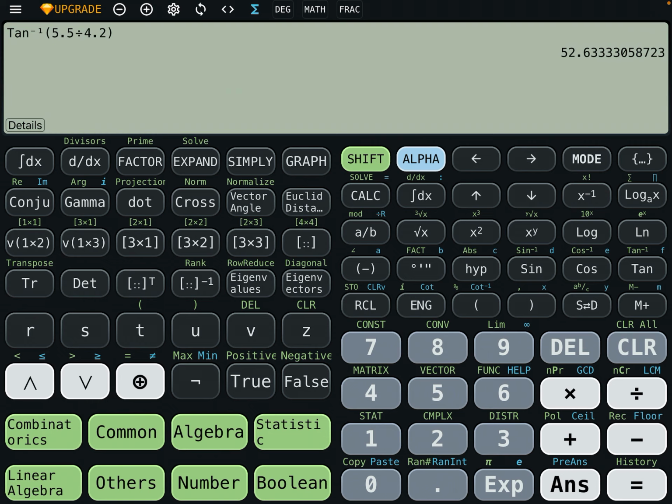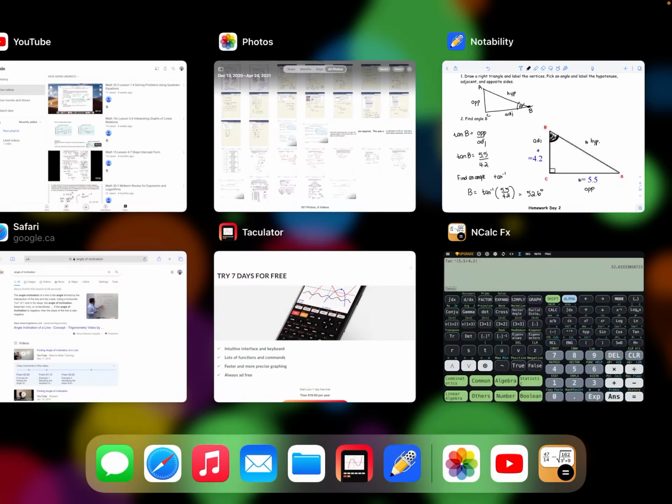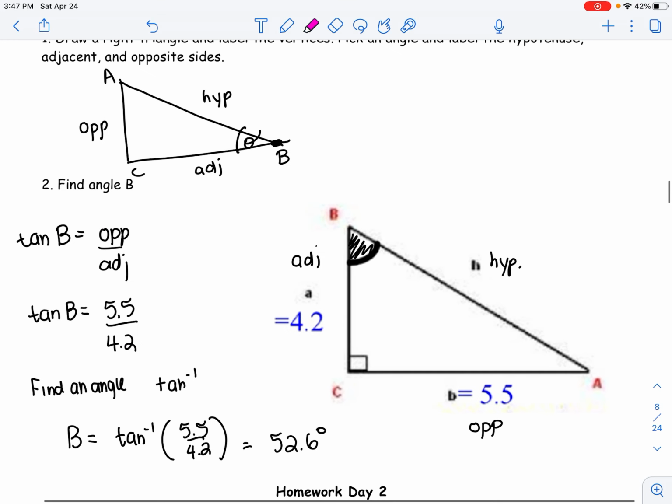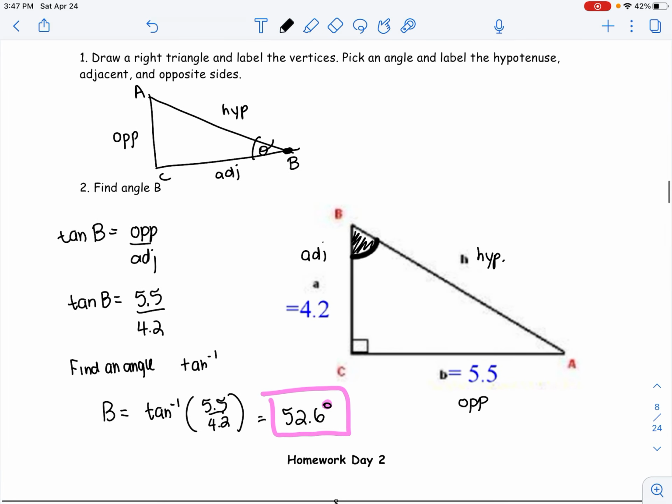Now it'll be 52.6 degrees. So whenever you do that tan inverse, you're getting the angle, which has to be written with the degree symbol. 52.6 degrees. Okay, so make sure that you include that little degree symbol, as you guys can see. So whenever you have tan inverse, you just found the degree, which is the angle B. So that's 52.6 degrees.